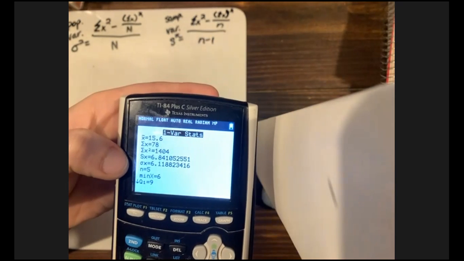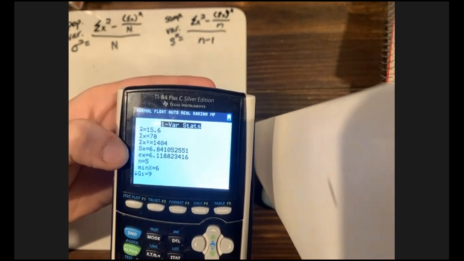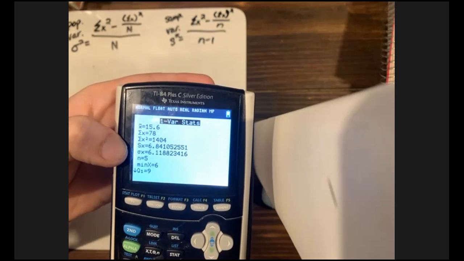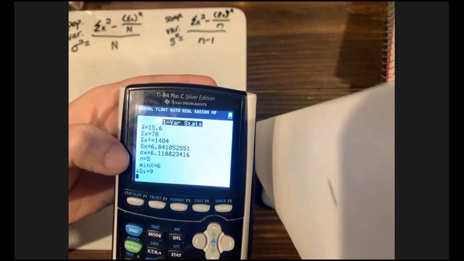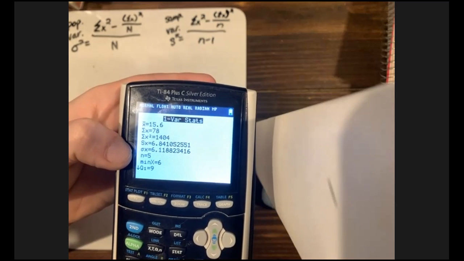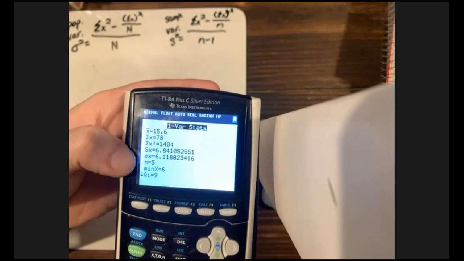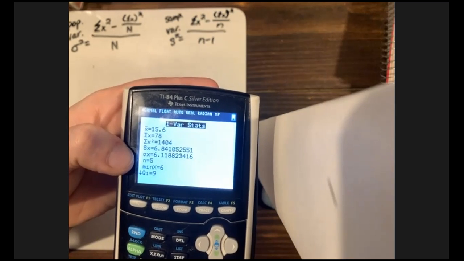However, they also give us Sx. Sx is your sample standard deviation. And then they also give you sigma, or it may look like σx. In this case, that is 6.1188. That is your population standard deviation. And again, it'll tell me n is 5 and so on and so forth down the list.